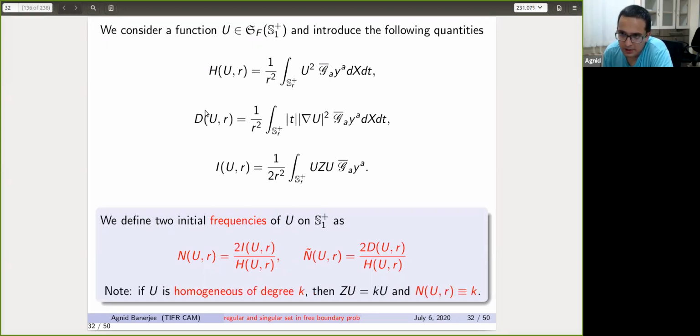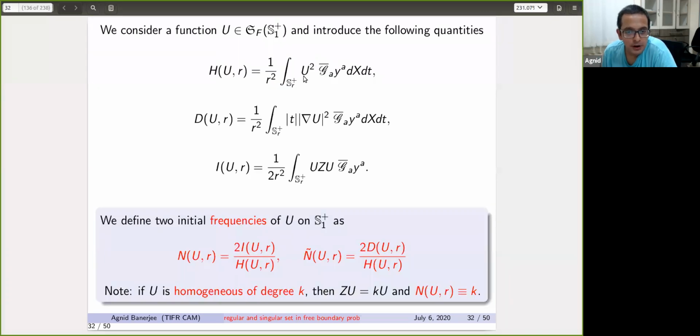It is called the frequency because if you have a caloric function which is homogeneous of degree k, then you will have that Z of u will be k times u, because Z is the generator of that family of dilations. And then if you plug that in, you will see that N of u has to be k, because the integral of u squared by the integral of u squared, they get cancelled. So in that sense, it is a true frequency, so to speak.